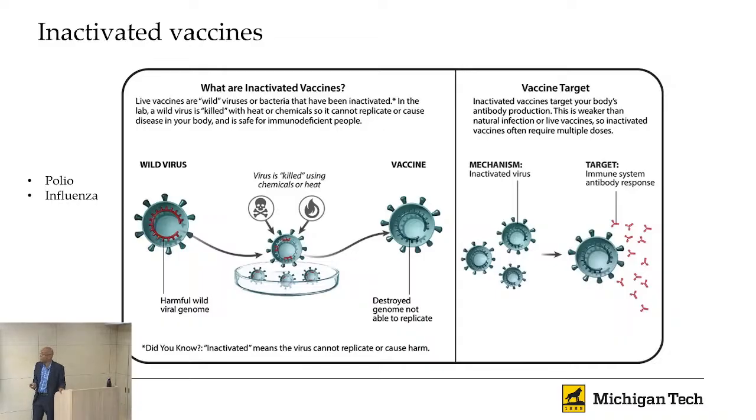Inactivated vaccines. What are the inactivated vaccines? We have used the polio vaccine and influenza, flu vaccines. Whatever flu vaccine we have taken, all are inactivated vaccines. How do they do inactivation? They kill the virus either by heat or with chemicals. So you have a virus which is very harmful, you kill it, and it becomes like this because it lost its pathogenicity.